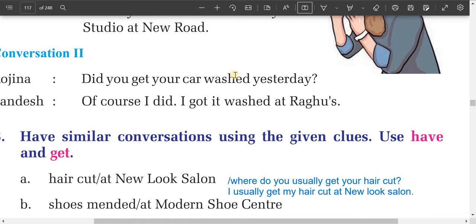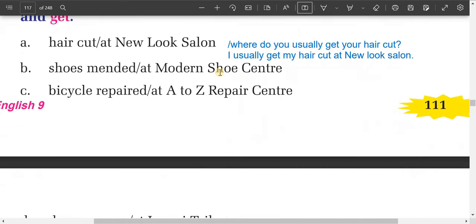So did you get your car washed yesterday? In the same way, okay. So here, haircut at New Look salon. Where do you usually get your haircut? Or where do you usually have your haircut? You can write both. Where do you usually get your haircut? I usually get my haircut at New Look salon.